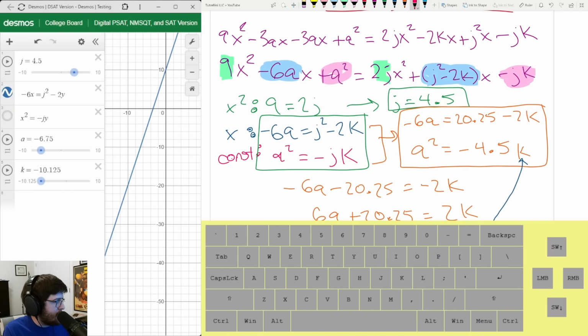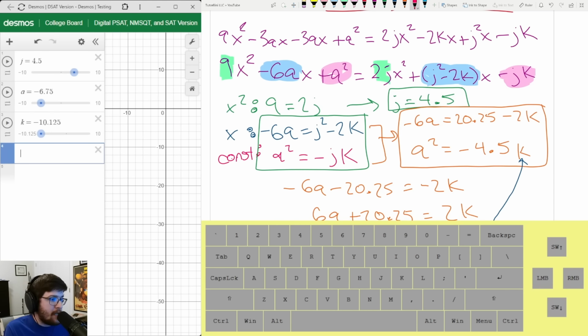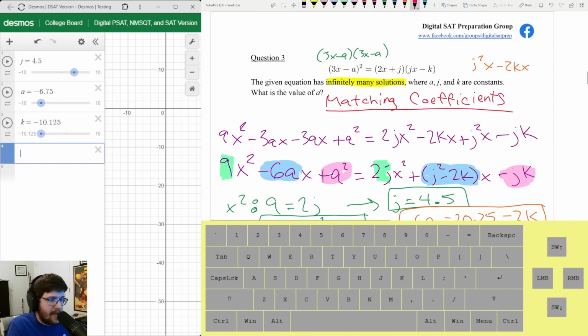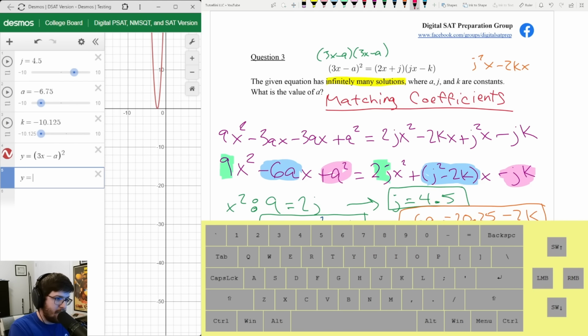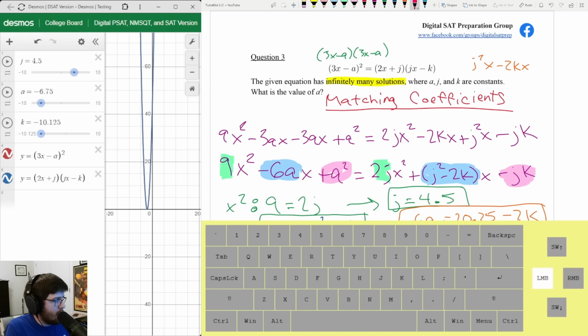Okay, so now I'm going to get rid of these. Don't care about those. So now we have a, j, and k. So now we can go and plot the two quadratics in the original question, and we'll see if it gives us infinitely many solutions, and then we'll know we did a good job. So y equals the left-hand side, 3x minus a squared, and y equals 2x plus j, jx minus k.